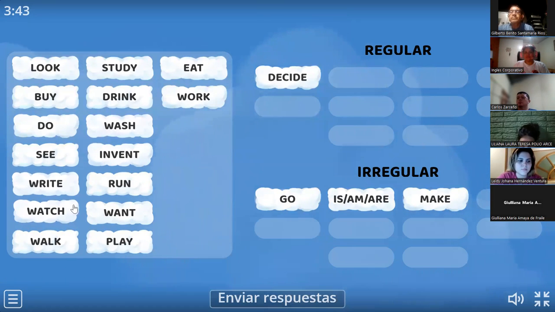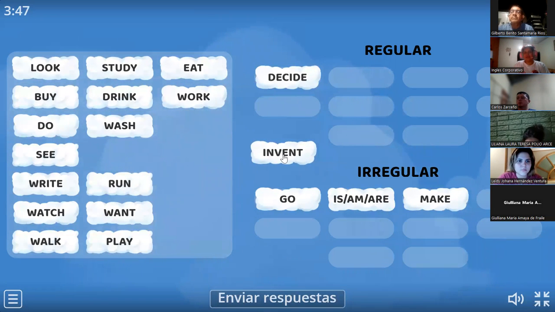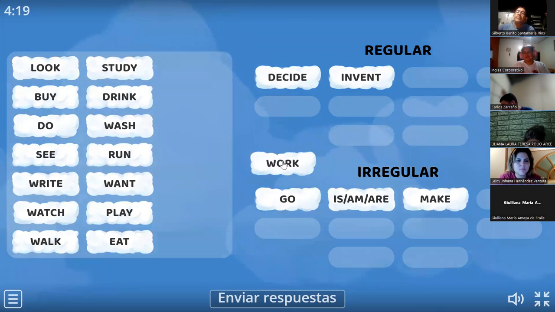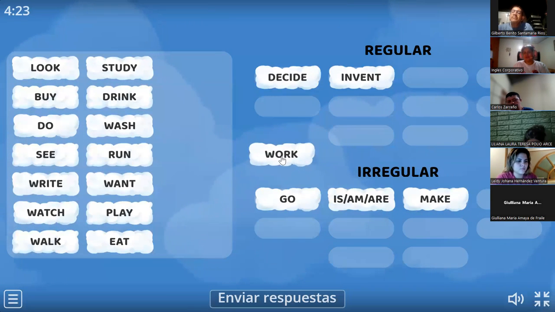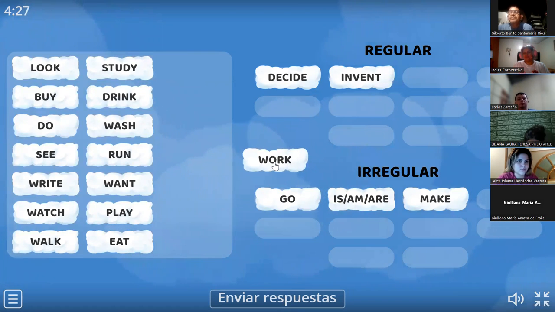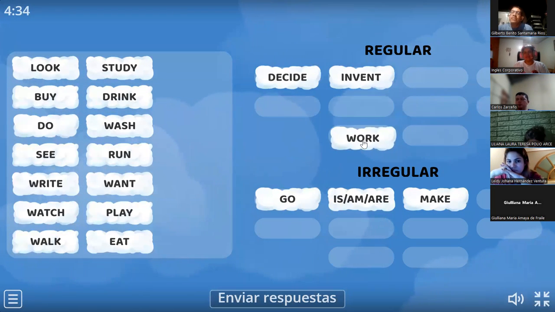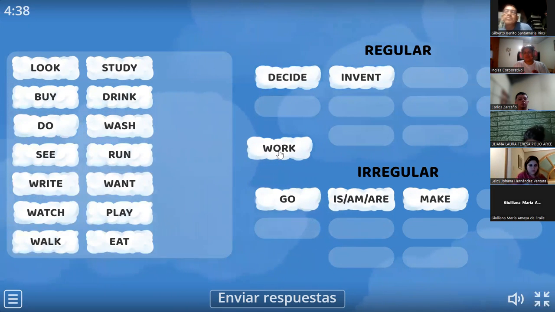Okay, Julio, the past tense of invent. Regular. It is regular, okay. But what is the past tense? How do you pronounce it? Invented. Remember the ones that end with T, le agregamos el id. Invented. Okay, good. Thank you so much. Hazel, are you available? Yes, I'm here. What is the past tense of work? Worked. Okay. How do you pronounce it? Worked. Remember, there is a T at the end, okay? Is this regular or irregular? Regular. Okay, very good.